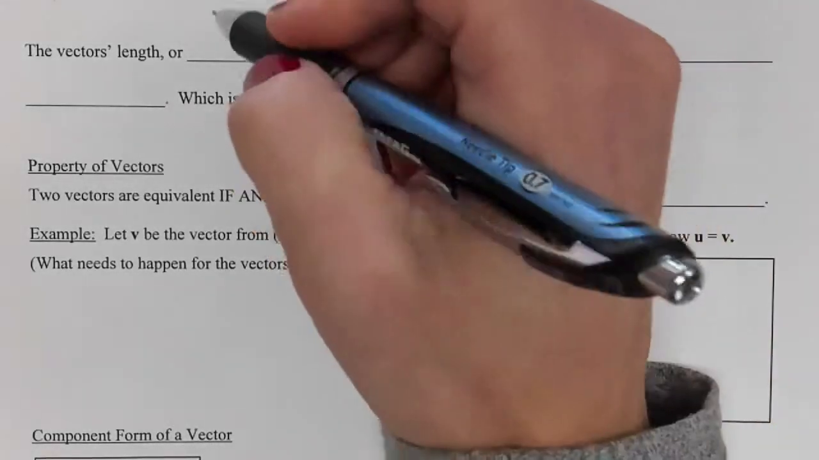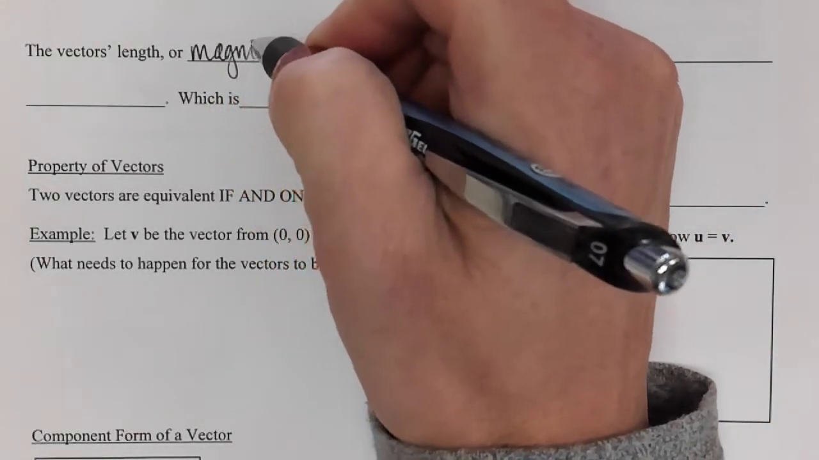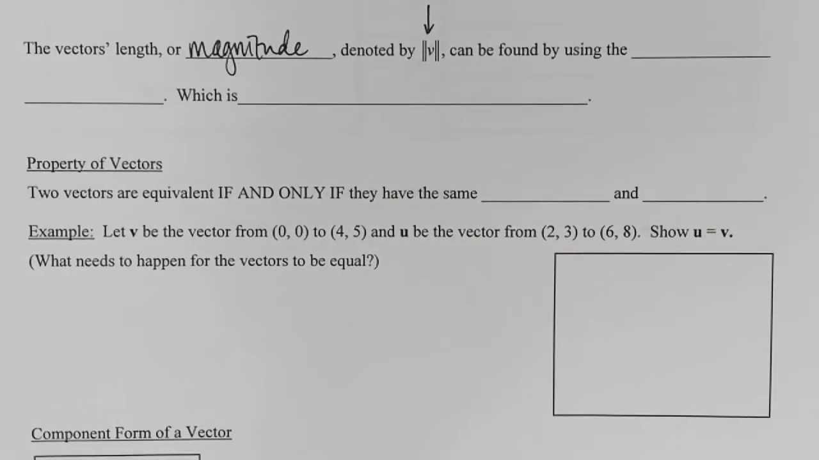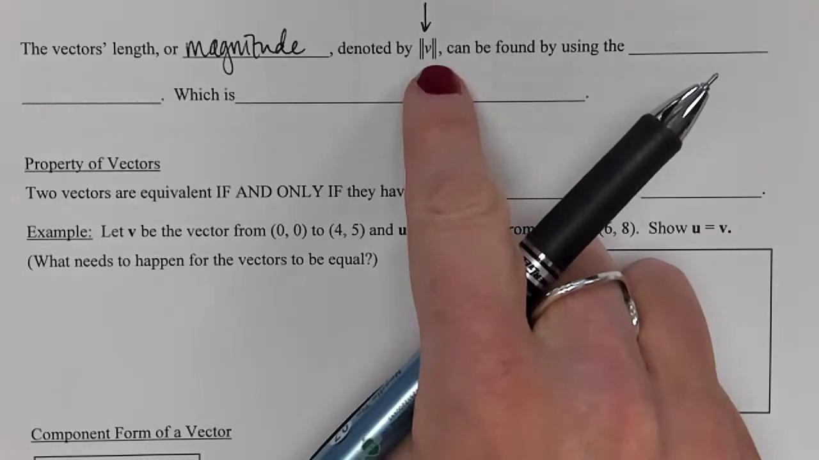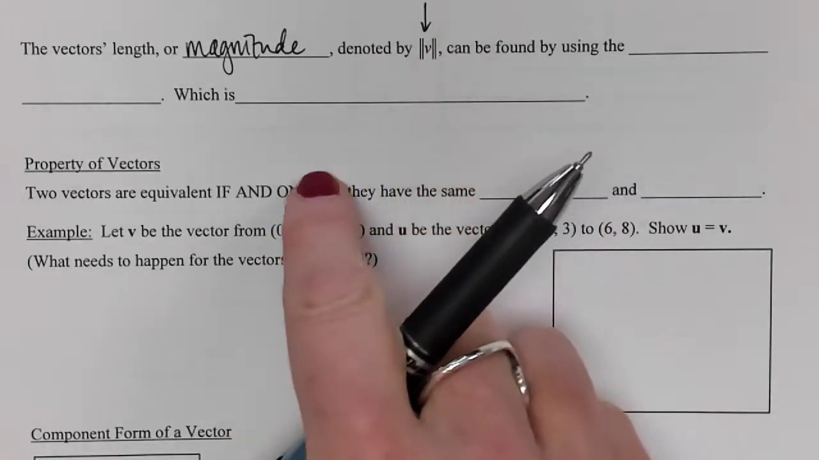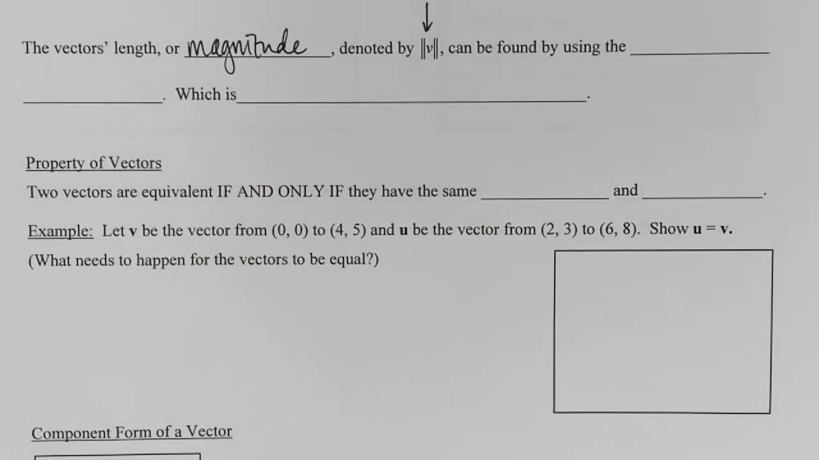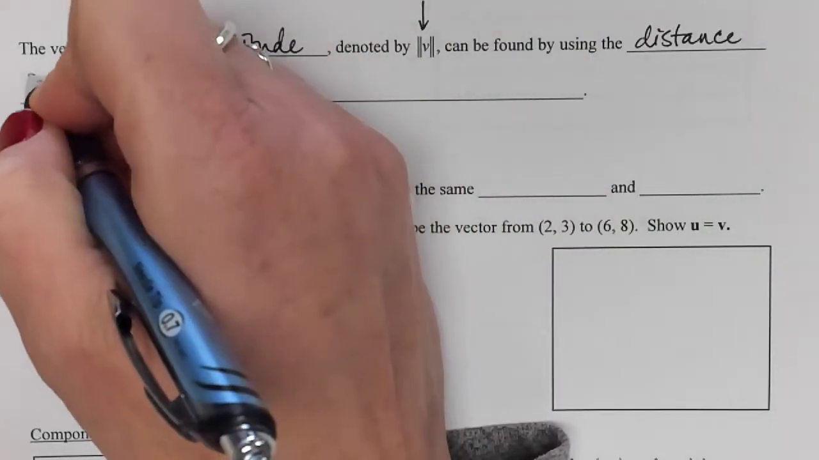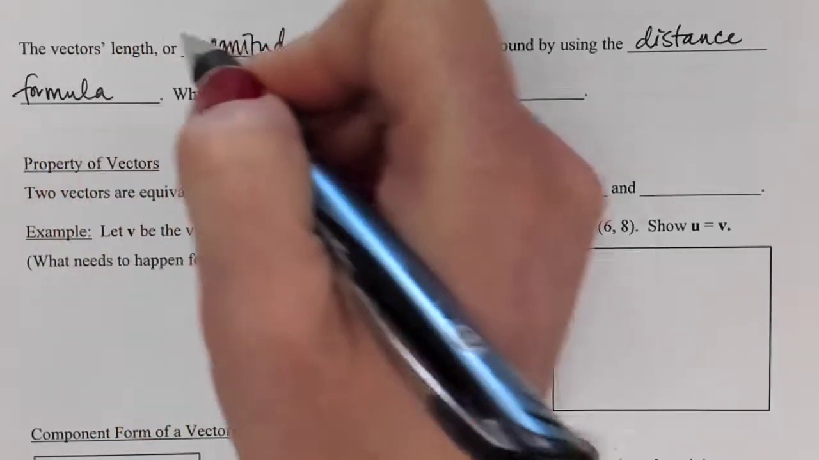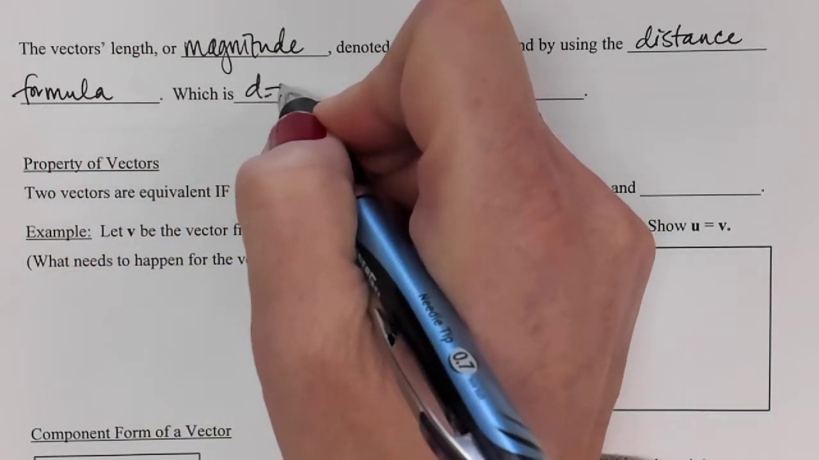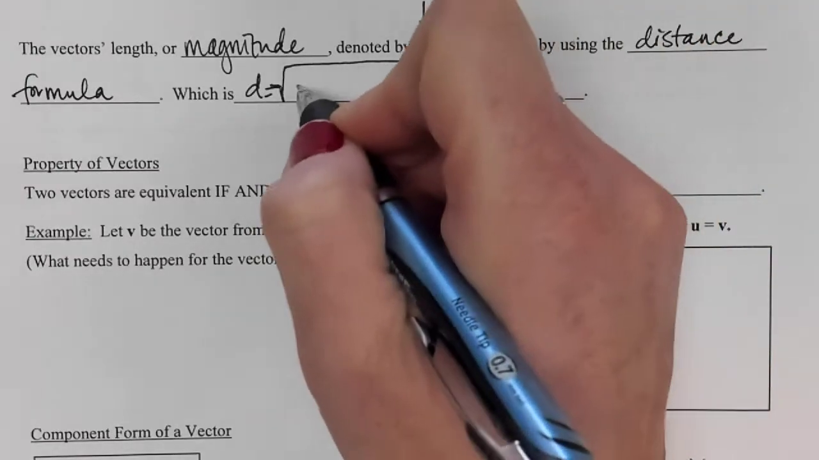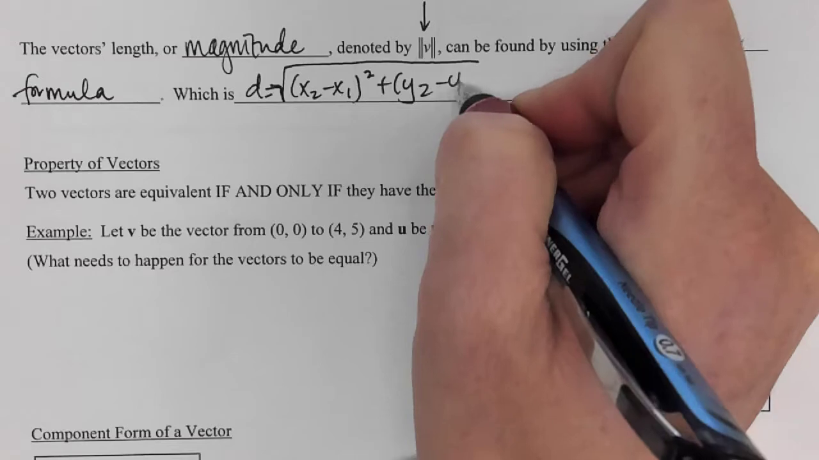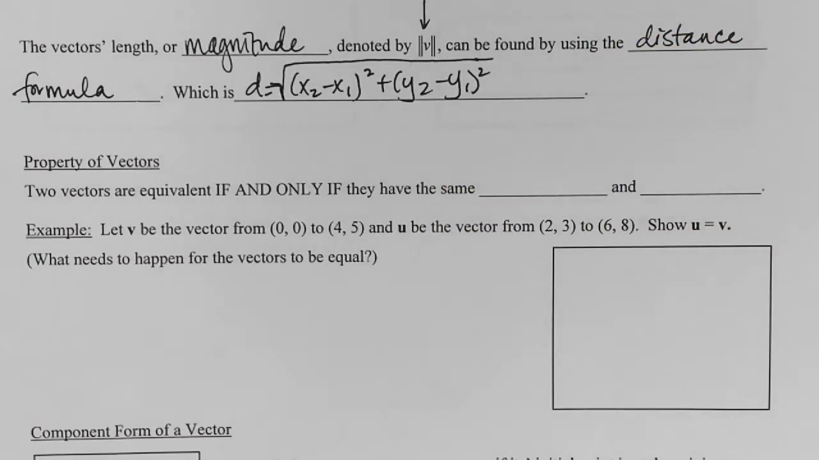The vector's length, or again, its magnitude, looks like this. We denote it like that. It's kind of like a double absolute value. So when you see that symbol, if I say find that, you have to know that that means magnitude of v. And then you would do something as simple as the distance formula, which you've been doing for a long time, just in case you forgot. Equals, and that is the distance formula.